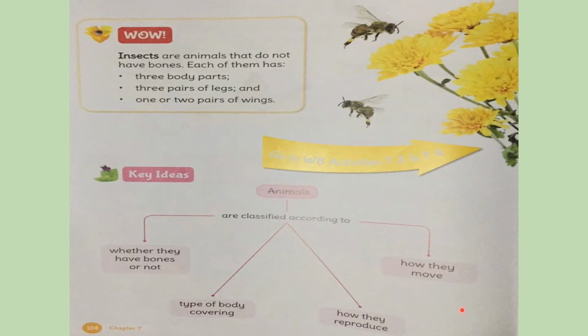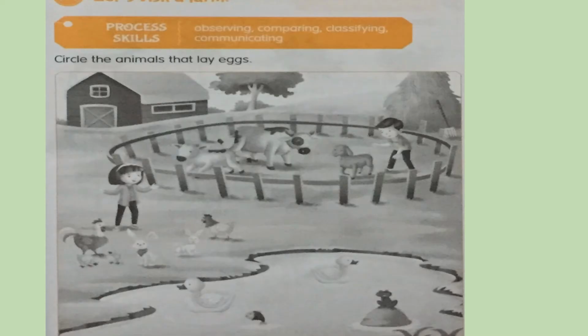Understand, students? So we classify them according to the bones, body covering, how they reproduce, and how they move. As we go on, we're going to answer some of our exercises. We can see this in our science workbook, on page 73.